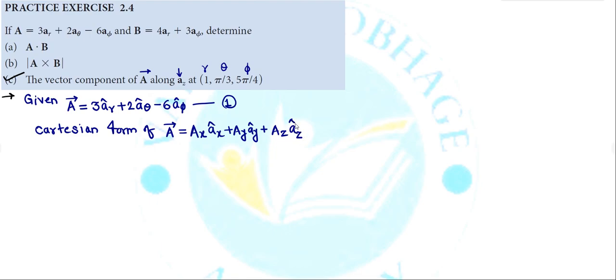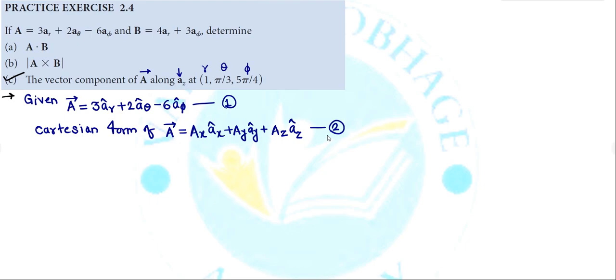These are nothing but the components along your unit vectors, which are expressed in terms of the smaller ax, ay, and az. So capitals are said to be components, and the smaller ones are said to be your unit vectors, the component along the given unit vector.